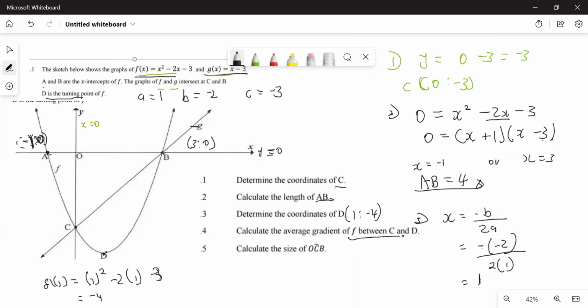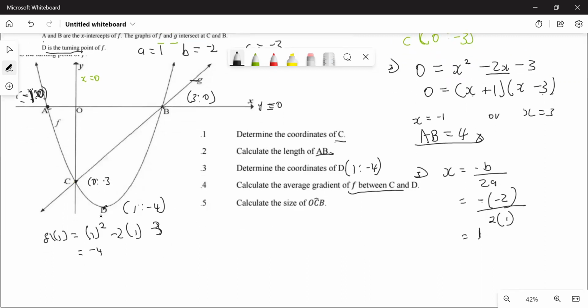Okay, the next thing that they say we should do here is to calculate what they call the average gradient of C and D. Now we know the coordinates of D here. The coordinates of D are (1; -4). The coordinates of C, we know them. We've already calculated them. We have (0; -3).